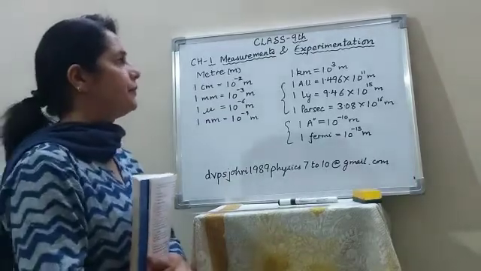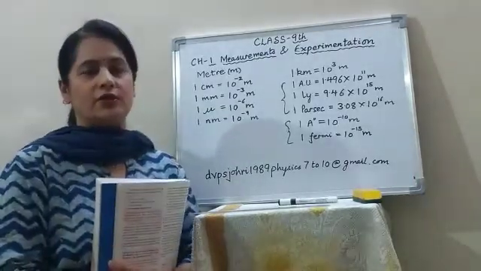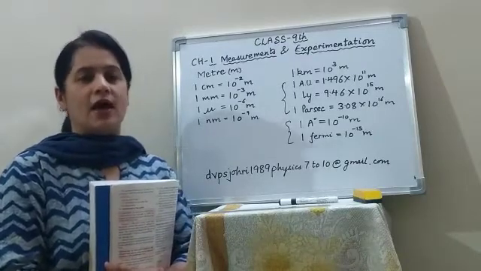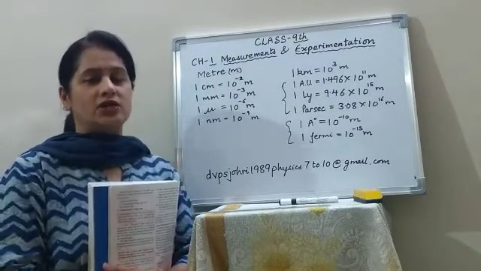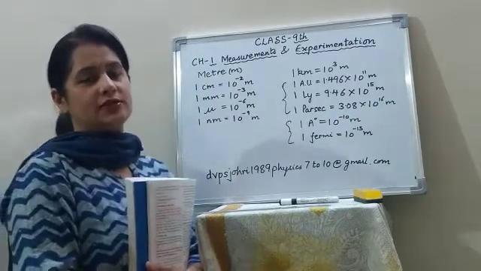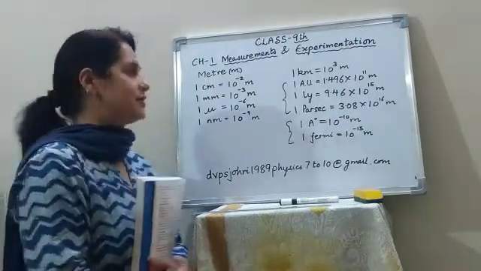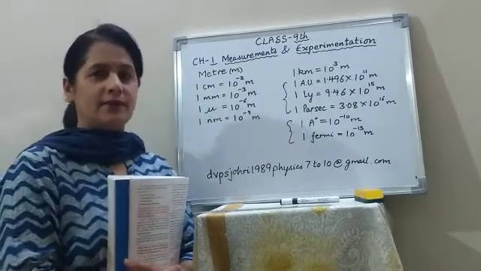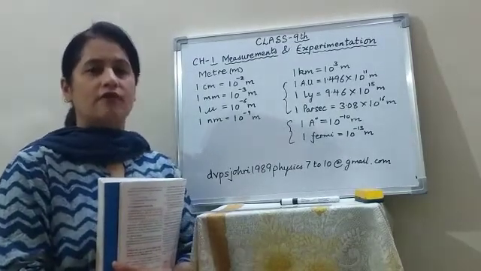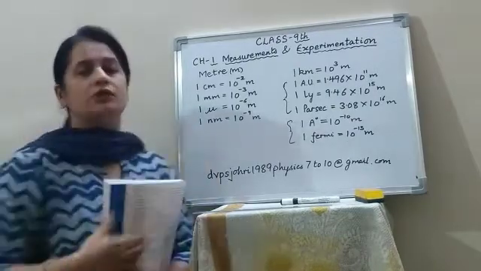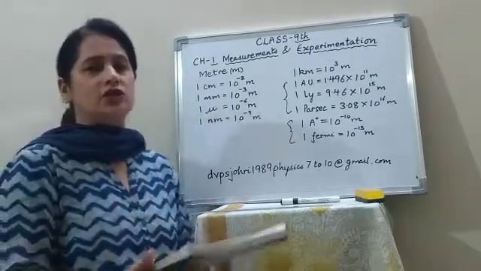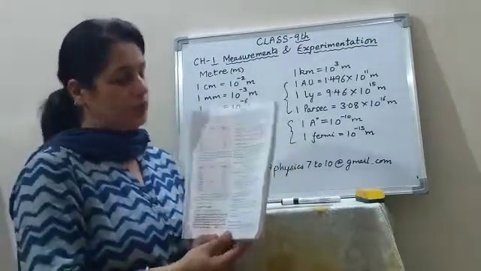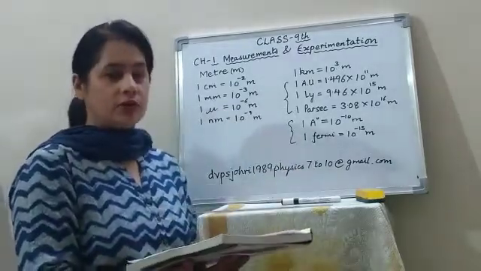We were doing the systems of units in which I told you about CGS system, MKS system, and the most internationally accepted system, that is the SI system. Okay children. So I told you in SI system the unit of length is meter. Today we will do the definition of meter. There are two definitions given in your book, so you have to do both of these.